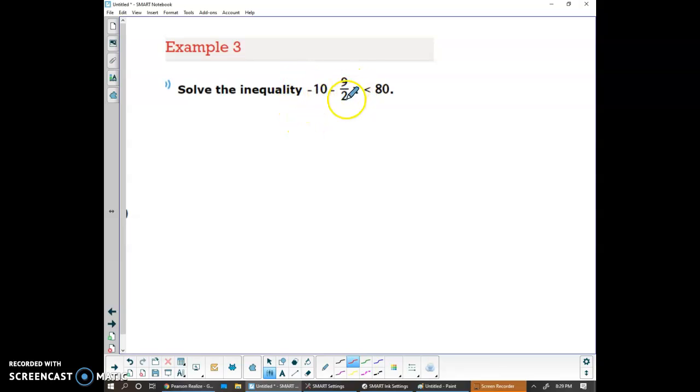Here you have a very similar two-step equation, but this time there's a fraction involved. Once again, you're going to start with the term that doesn't have the variable, the negative 10. To undo a negative 10, you're going to add positive 10. Since we're adding, you don't flip it for adding and subtracting. Now you're going to bring down the negative 9 halves x, and it's going to be less than 90.